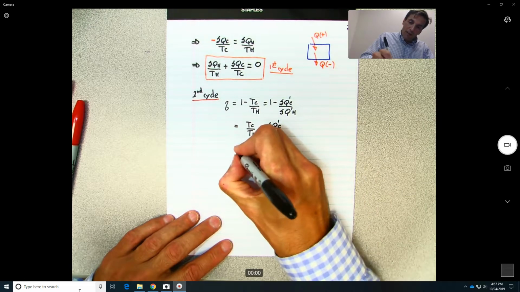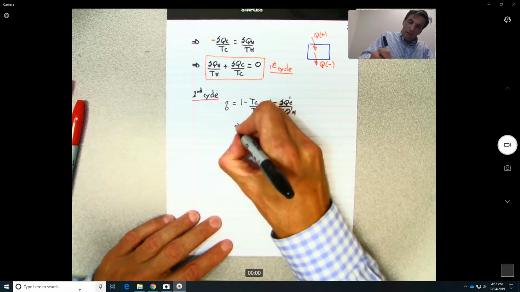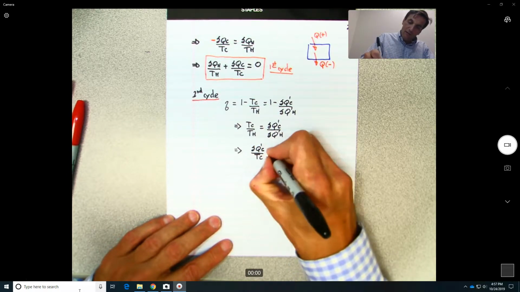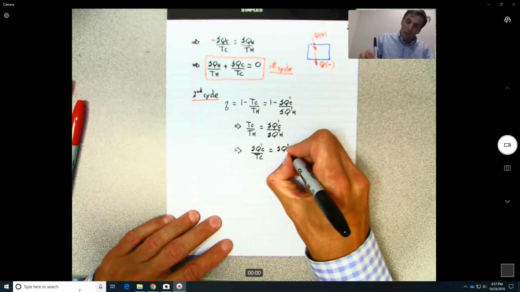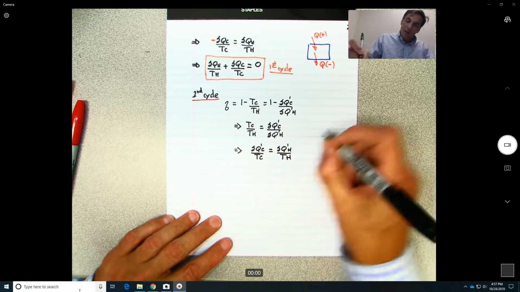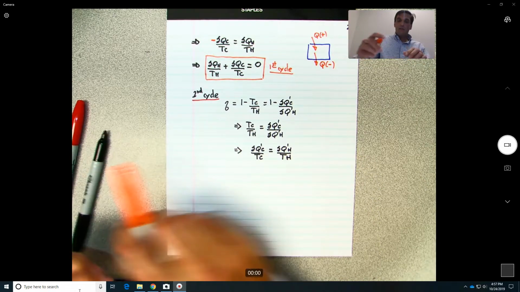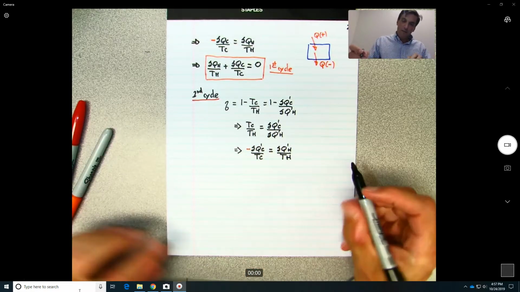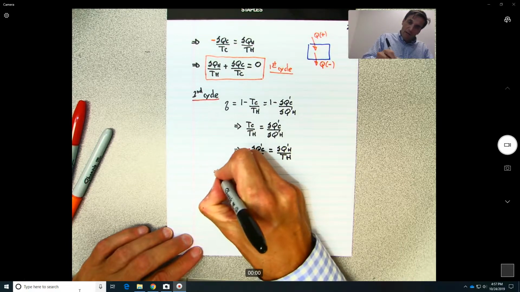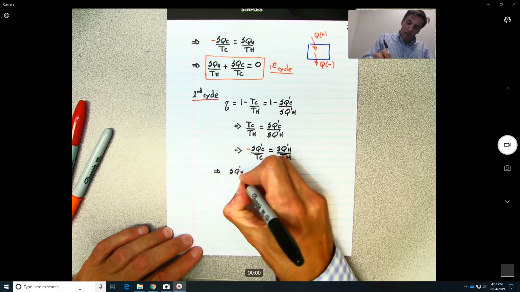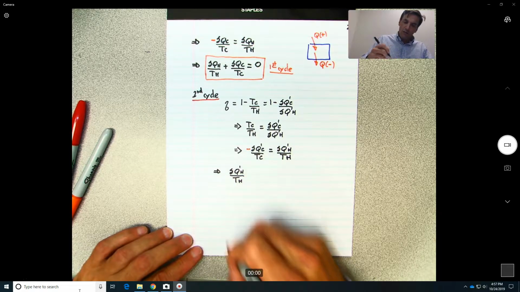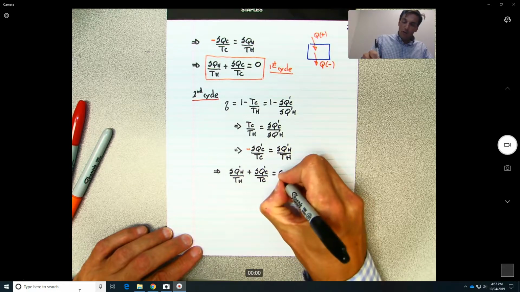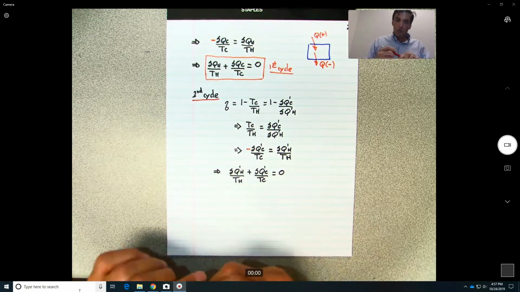We can rewrite this as delta Q prime cold over T cold equals delta Q prime hot over T hot. And for the same reason as before, since the heat going out is negative, this one will be negative, and we can rewrite that delta Q prime hot over T hot plus delta Q prime cold over T cold is equal to 0.